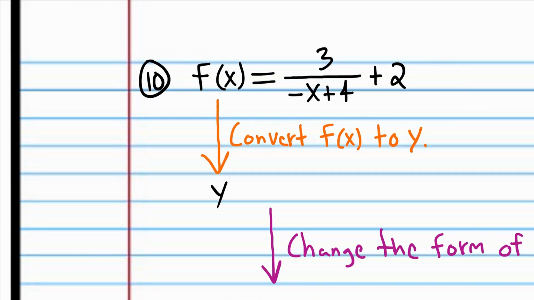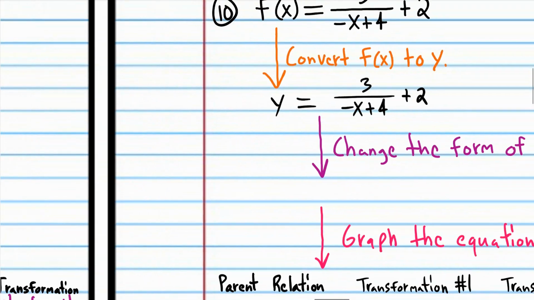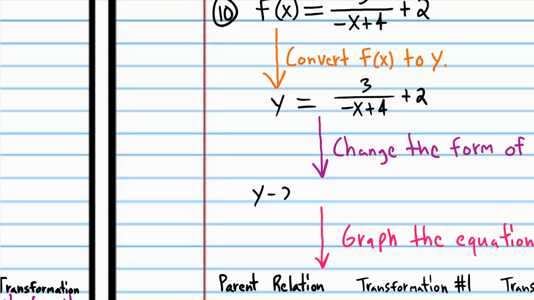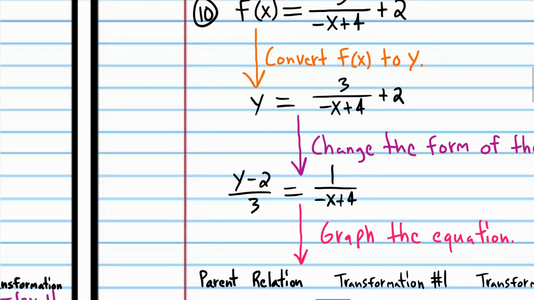So just to make things easier, we're going to change f of x to y. And then we're going to subtract 2 from both sides. And this is where things get a little weird. We're actually going to divide both sides by 3 in order to get rid of that 3, or put it on the other side. So we subtracted 2 from both sides. Then after doing that, we then divided both sides of the equation by 3.